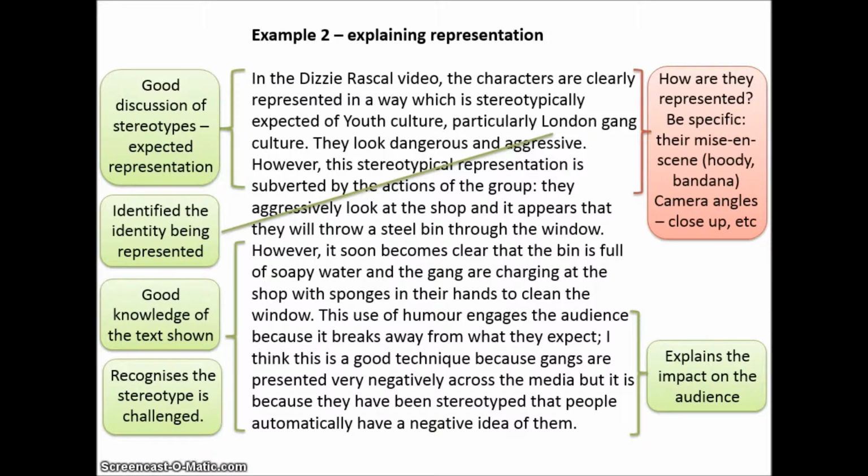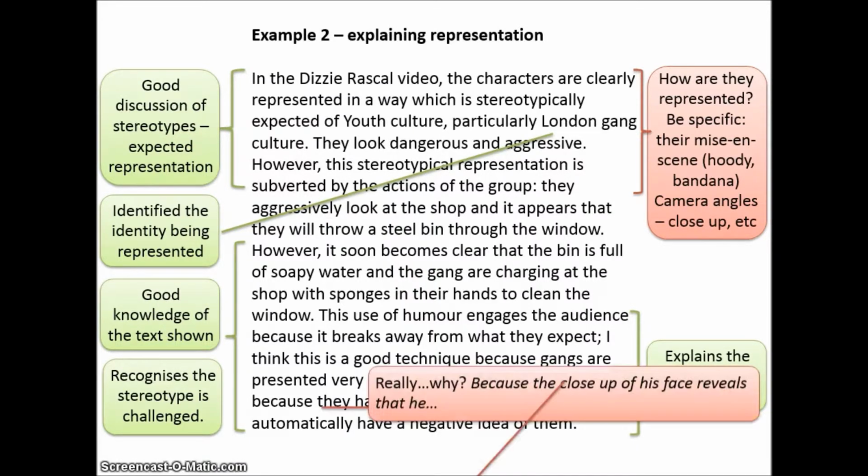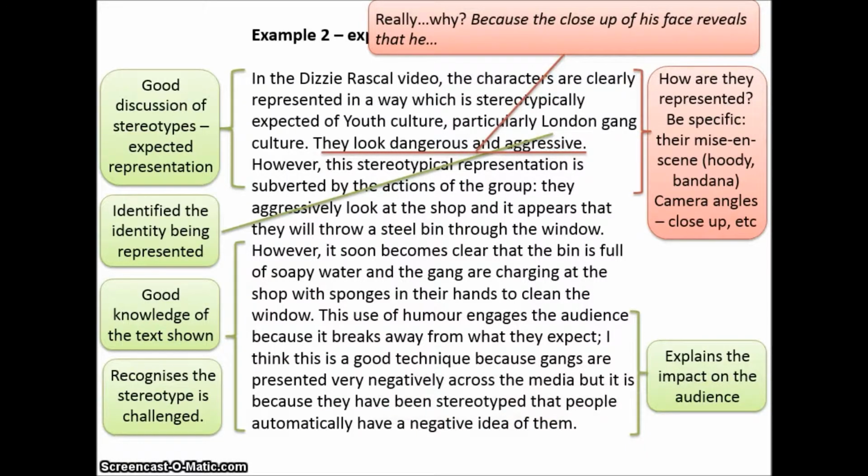It could be their mise-en-scène, so in this example it is the fact that the guy in the video wears a hoodie, he wears a bandana. The camera angles show close-ups, the close-up of the mobile phone saying riot. We know that this is how they're being represented, this is how they are being constructed, it's how they're being made to look. Again here, they look dangerous and aggressive.